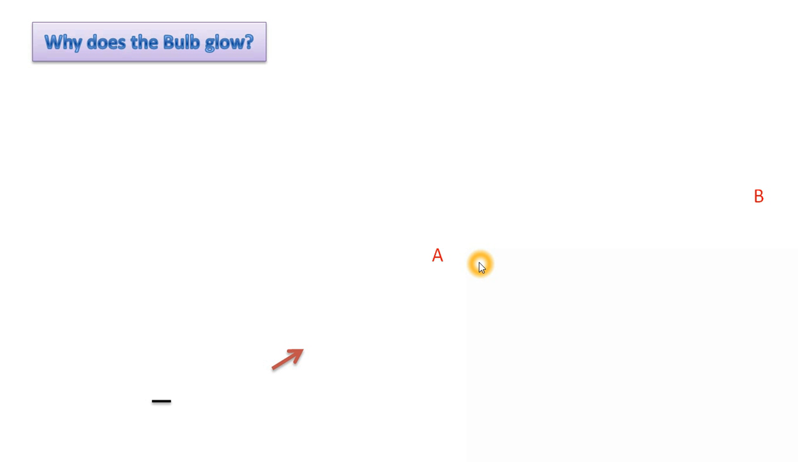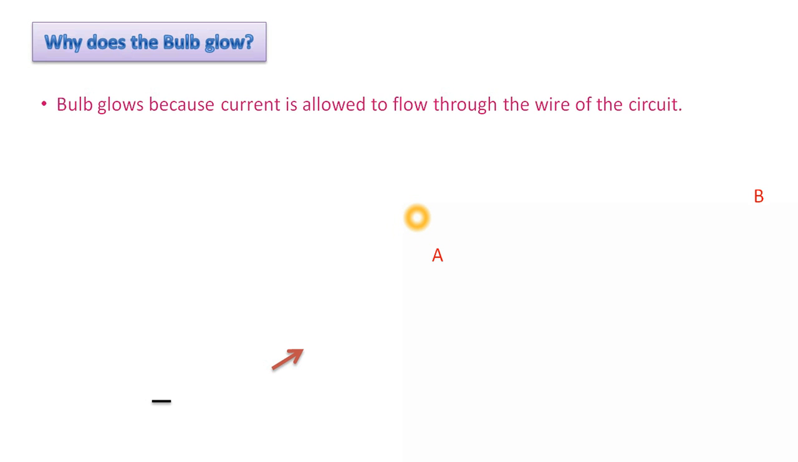So far, we got to know that when the circuit is complete, then an electric current can flow through the circuit, and at that time, the bulb will glow. Now, what exactly happens that makes the bulb glow? Why is it that current flow makes the bulb glow? So the bulb glows because the current is allowed to flow through the wires of the circuit.